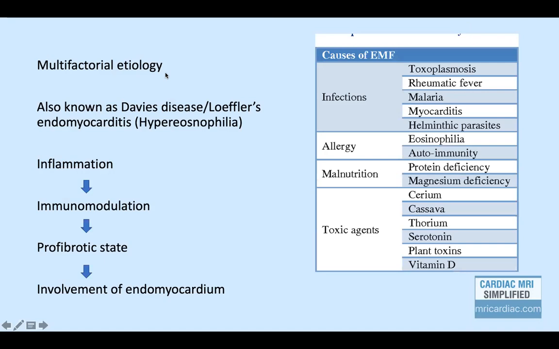The disease has multifactorial etiology, and it is also known as Davies disease, or whenever it is with hypereosinophilia, it is described as Loeffler's endomyocarditis. The inflammation in the endomyocardium results in immunomodulation and a profibrotic state. Because of this, there is apical obliteration with this thrombotic burden. Various causes have been described, which include toxoplasmosis, rheumatic fever, malaria, eosinophilia, autoimmune causes, various toxic agents, or even malnutrition.